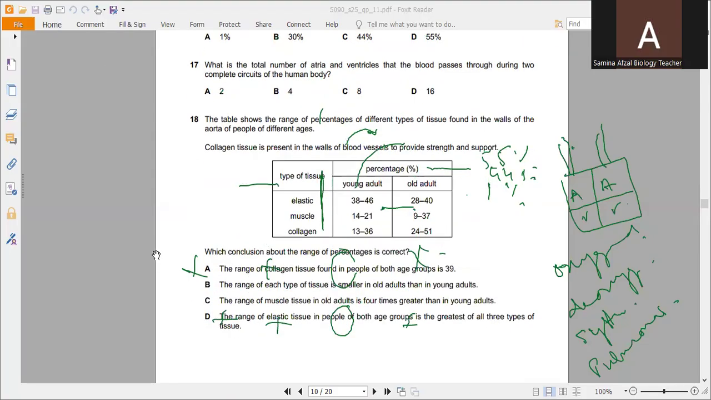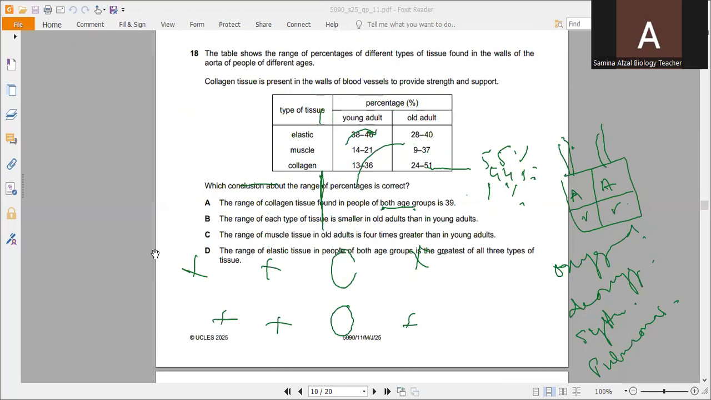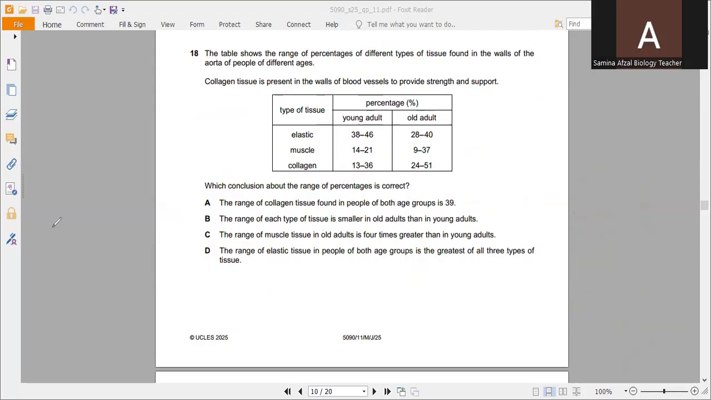Next question is question number 18. The table shows the range of percentages of different types of tissue in the wall of the aorta of people of different ages. Collagen tissue is present in the walls of blood vessels to provide strength and support. So, which conclusion about the range of percentages is correct?